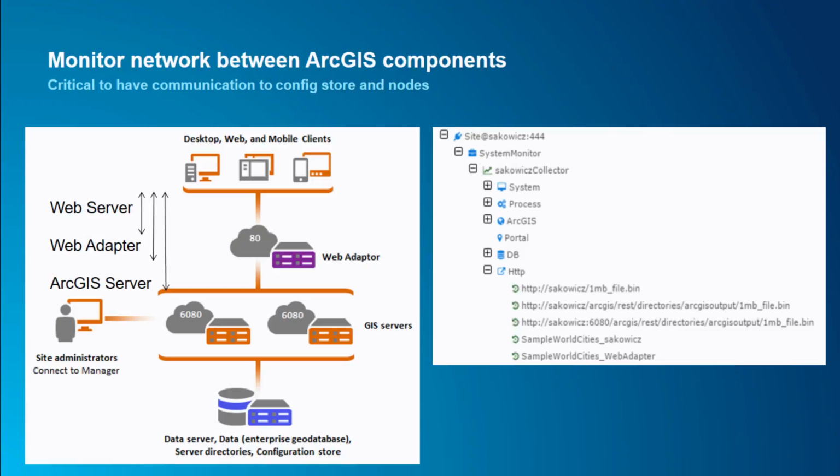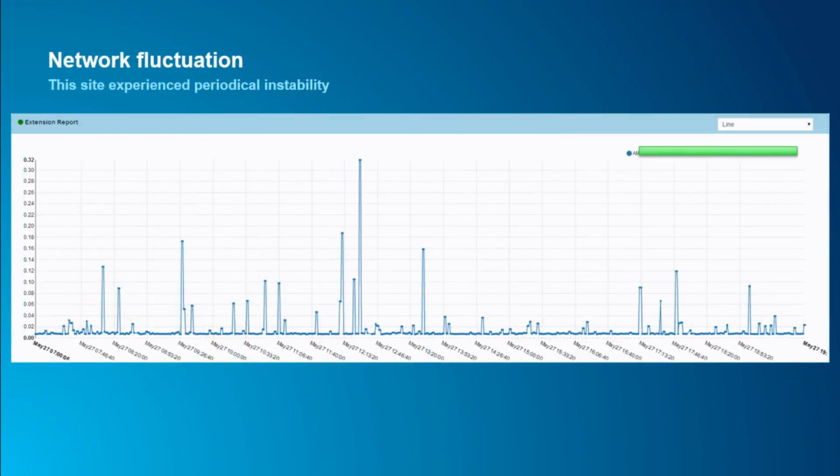How about if I want to monitor different network paths between web adapter, or going through IIS, or going through port 6080? I want a quick way of validating whether there are network bottlenecks. I can put these files in IIS, put them in ArcGIS Server, and just quickly download them from all these locations and compare, and it will give me something like that.